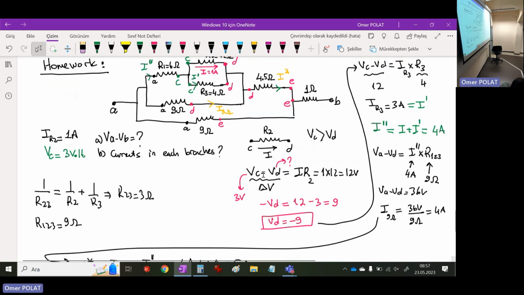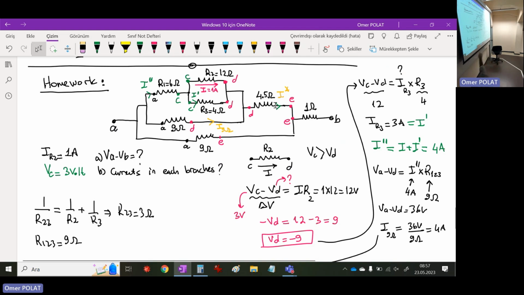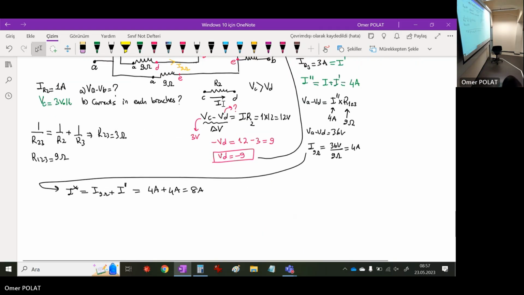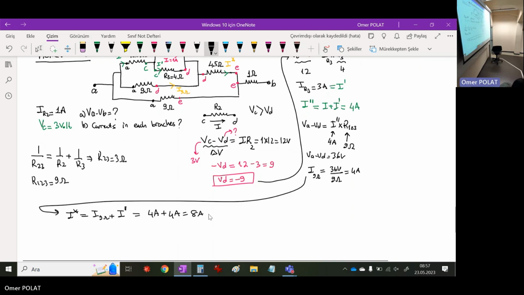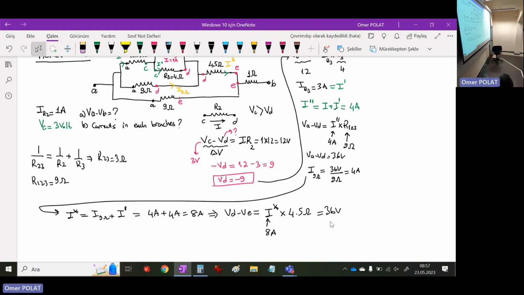This is 8 ampere. What is the potential difference VD minus VE? I can calculate it. VD minus VE is given by I star times 4.5 ohm. So I star is 8 ampere times 4.5. It gives 36 volts.